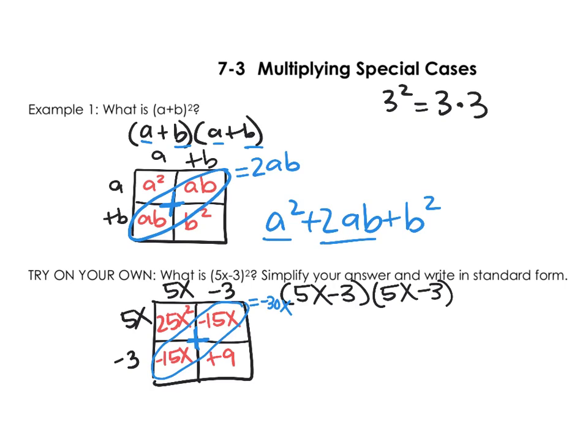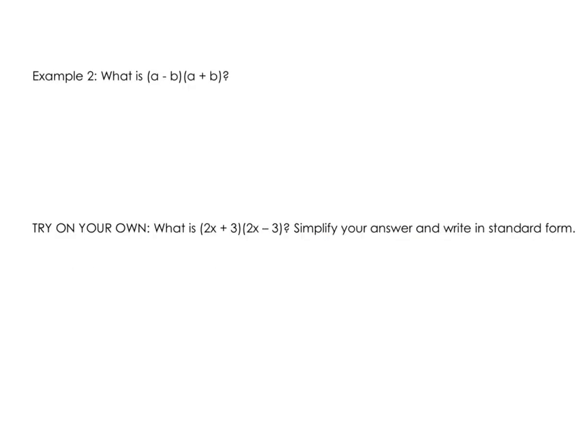So writing out my like terms, I am going to put my 25x squared first. Then my middle term was negative 30x when I combined everything. And then my positive 9. So now in the next example, we're going to multiply 2 of the same things, but the only difference is one has a subtraction in the middle and one has an addition in the middle.